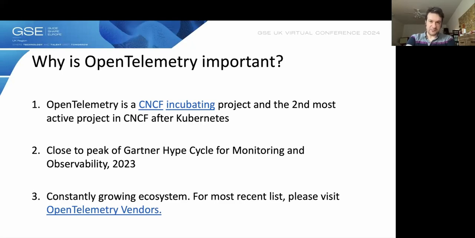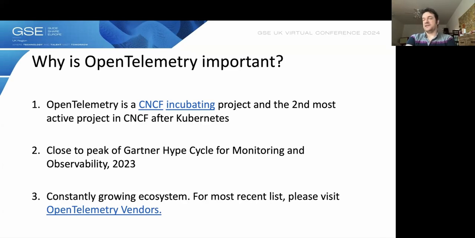And we know that this is important because, as it's been managed by CNCF, we can see how popular it has been over the last few years. CNCF manages hundreds of projects. Some of them are quite small. The largest one over the last few years has been Kubernetes in order to do container orchestration. The second most popular project in terms of active development and pull requests is OpenTelemetry.